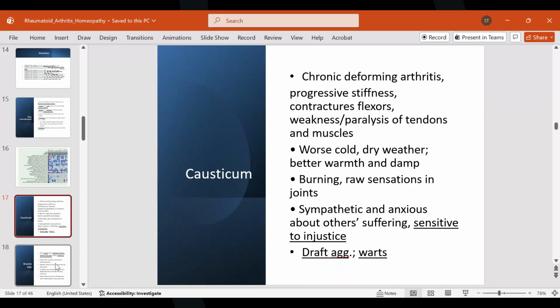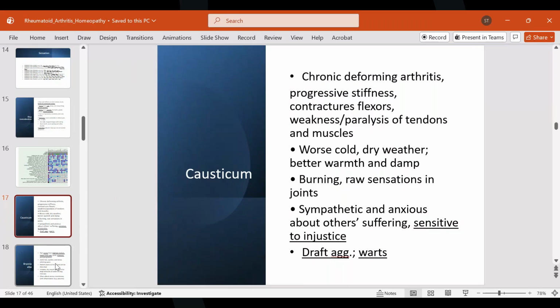And to prescribe it for a chronic case, you really need that they're sympathetic. Other people suffering really affects them, and they're very sensitive to injustice. So the difference here is a lot of people are sensitive if something gets done to them, but these are people that go out in the world and go to all these rallies and are really active. If they see other people getting an injustice, they go into action. Okay, so you think of causticum.